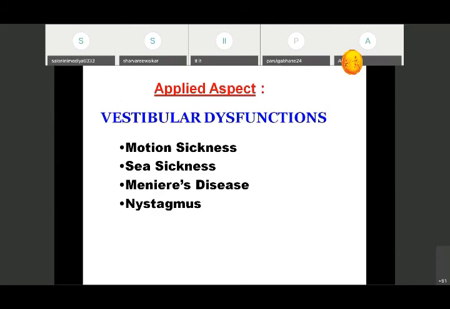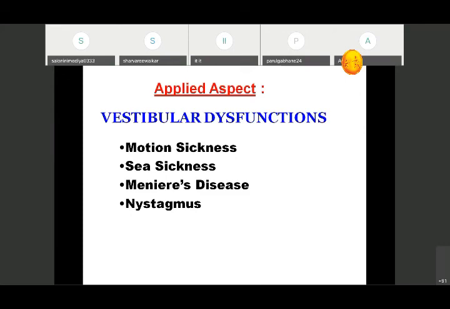Now the applied aspect. Vestibular dysfunction, that is whenever there is non-functioning or improper functioning of the vestibular apparatus, leads to motion sickness, seasickness, Meniere's disease, and nystagmus.